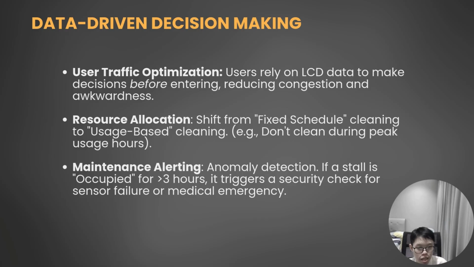Third, maintenance alerting. This is for the maintenance team. The serial console log provides anomaly detection. If the data shows that store 1 has been occupied for 3 hours straight, we know that is impossible. This can alert us that either the sensor is broken or a user might be in difficulty.